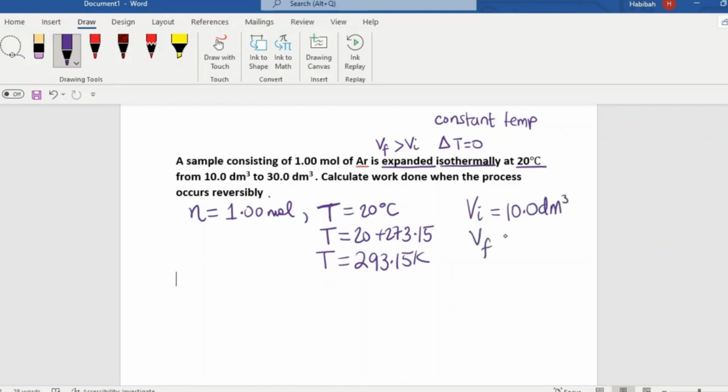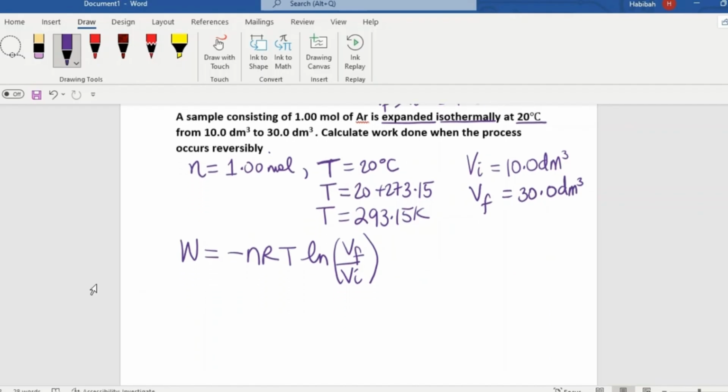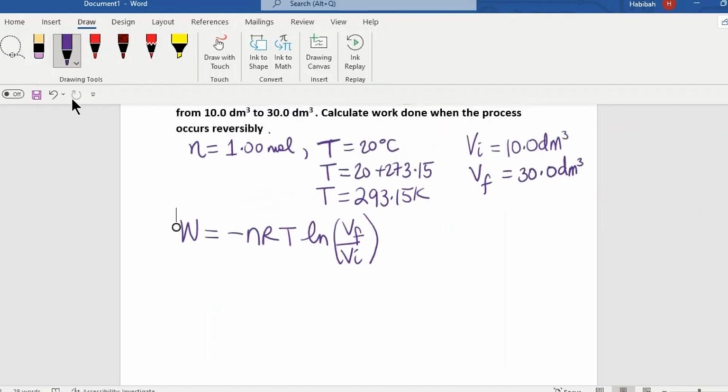And then V final is 30.0 dm cubed. Okay, so we have all of this information. We are now supposed to calculate the work done when the process occurs reversibly. So the work done, W equals negative nRT ln V final divided by V initial. Now our job is to basically input.